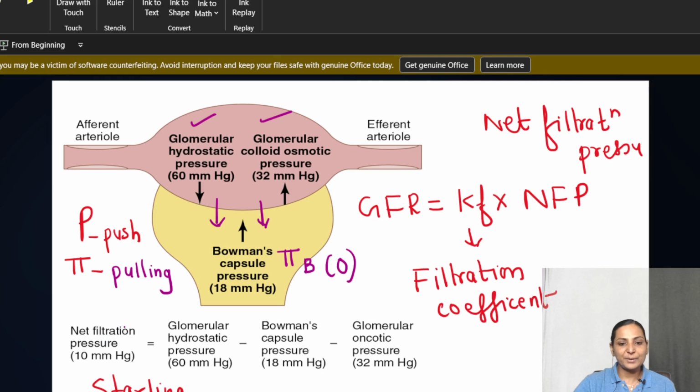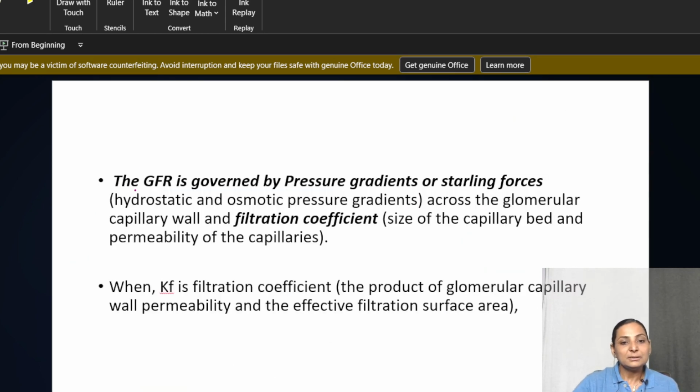So the net filtration pressure is glomerular hydrostatic pressure minus Bowman's capsule hydrostatic pressure minus glomerular capillary colloid osmotic pressure, which is 60 minus 18 minus 32. So the net filtration pressure comes to be 10 mmHg. That means these are the forces which are going to govern or regulate your GFR. Now, the GFR is governed by the pressure gradients, these Starling forces which we have discussed, the hydrostatic and the osmotic, and the filtration coefficient which we gave as Kf.